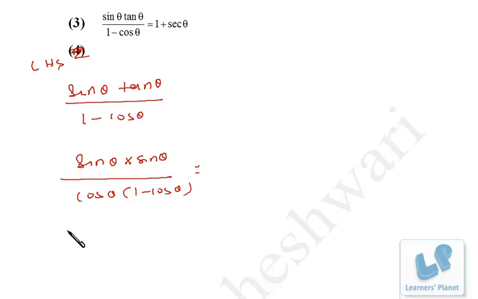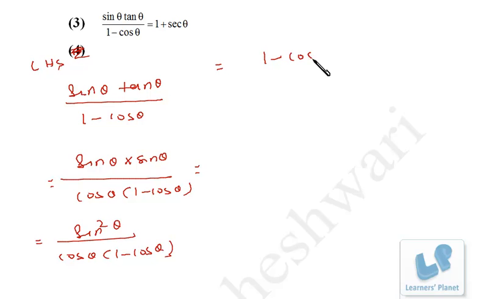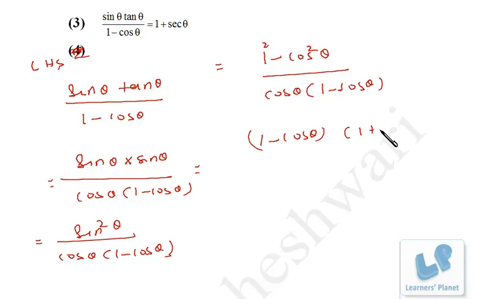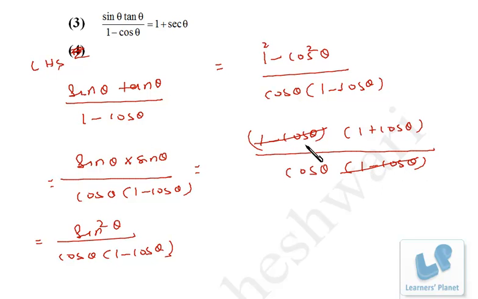So write it over here, sin square theta upon cos theta into 1 minus cos theta, right? Now sin square theta can be written as 1 minus cos square theta, and then we have cos theta into 1 minus cos theta. Now that's a square minus b square. So we can write it like 1 minus cos theta into 1 plus cos theta, that is a minus b into a plus b, right? This will be cancelled. So we are left with 1 plus cos theta by cos theta.